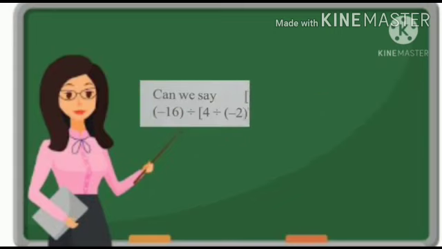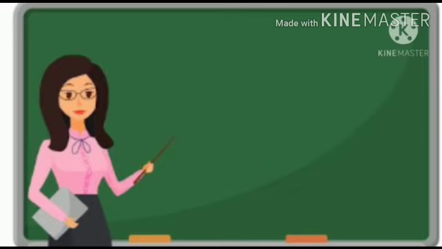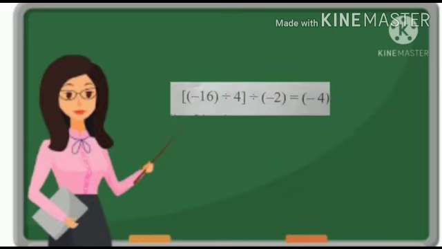Now, can we say (minus 16 divided by 4) divided by minus 2 is the same as minus 16 divided by (4 divided by minus 2)? Now let us see the first operation. (Minus 16 divided by 4) divided by minus 2 equals minus 4 divided by minus 2, which gives us 2.